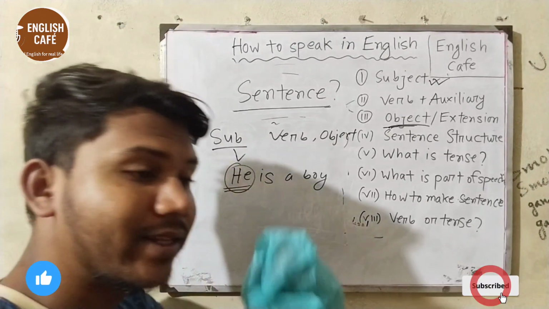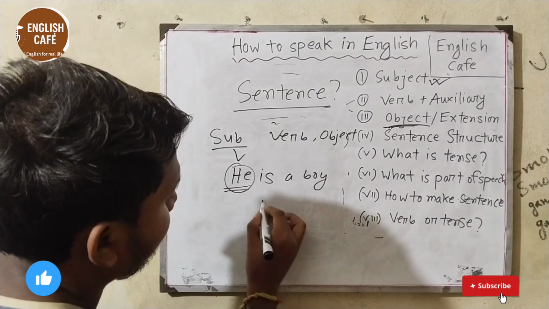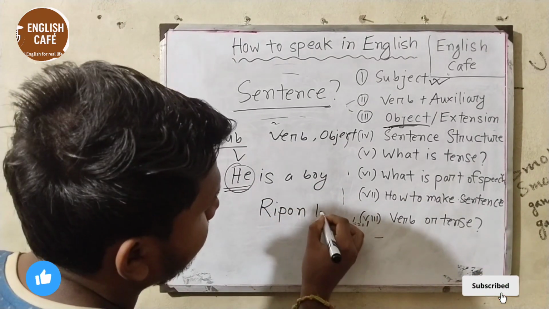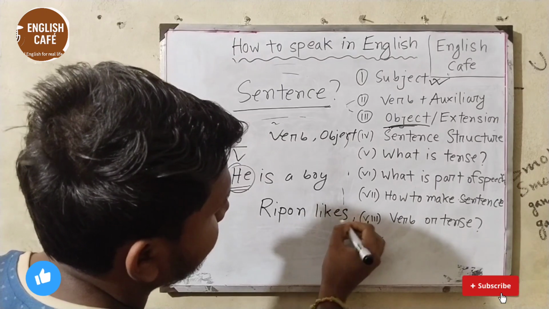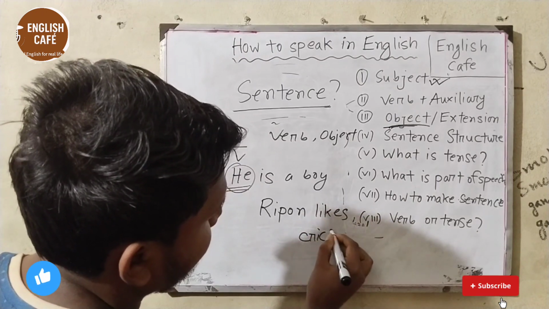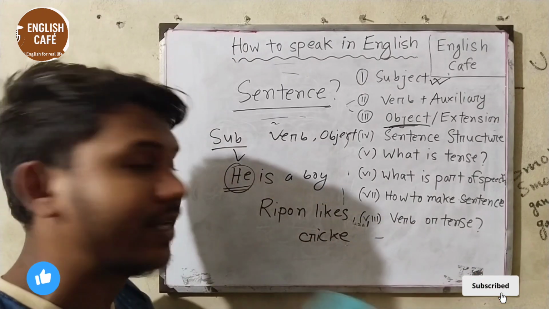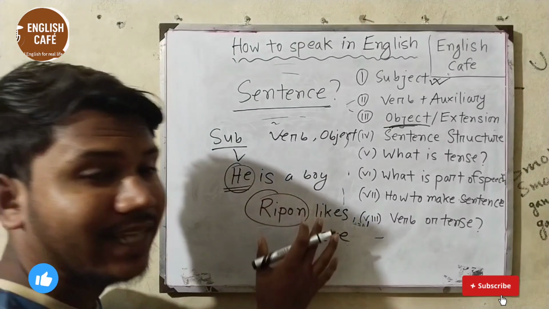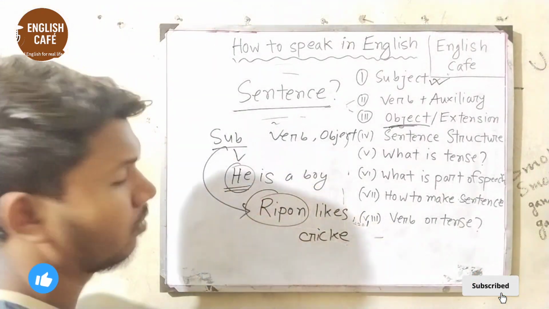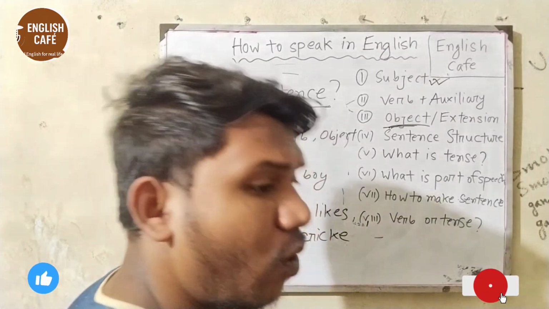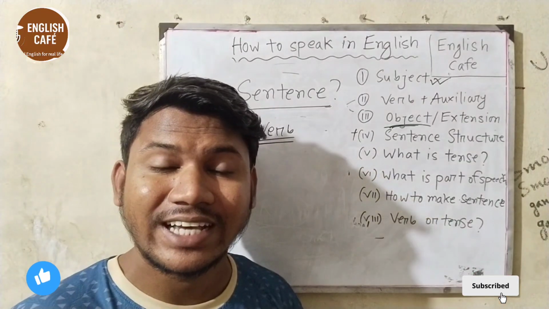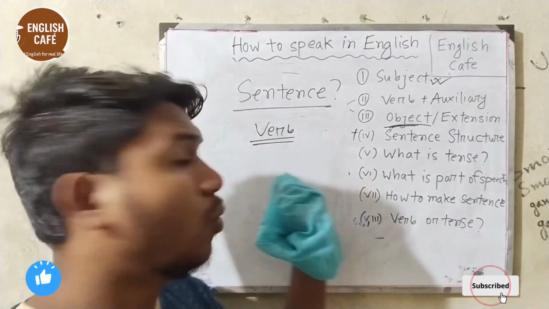I am writing another sentence: Ripon likes cricket. So the sentence is talking about Ripon. So here in this sentence, the subject is Ripon. Alright. I hope all of you have understood what a subject is. Now we will discuss the verb. So what is a verb?